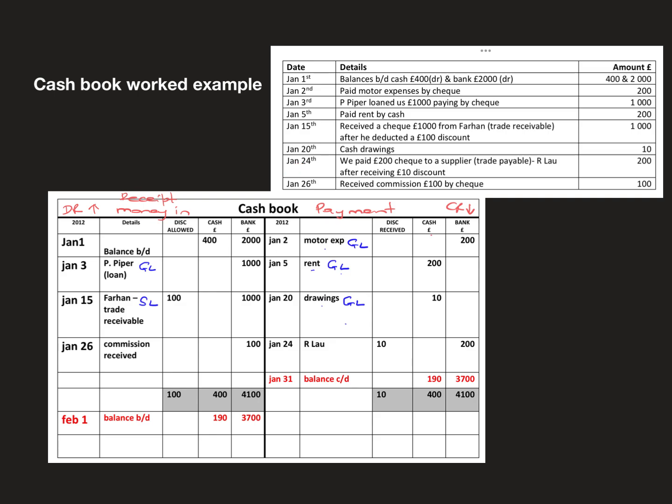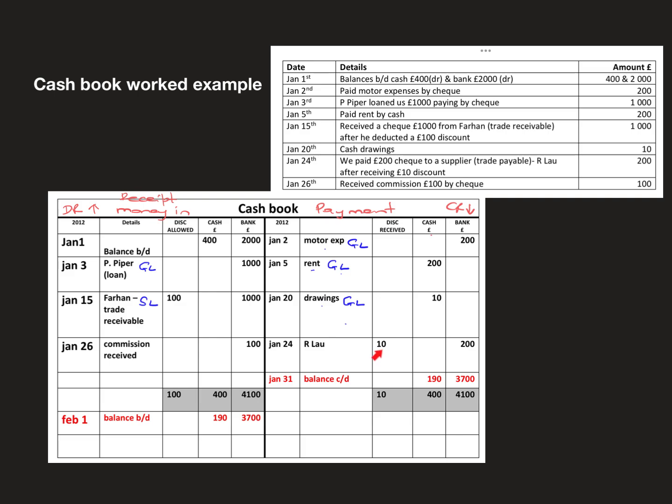January 24th, it says we paid 200 check to a supplier. So in this instance, the business is going to make a payment. 200 check to a supplier, our law, after receiving £10 discount. So we're doing this after we receive this discount. So the check is for 200. The £10 is discount. It's discount that we're receiving. So because we're making a payment, it's going to go on the payment side of the cash book. January 24th, who are we paying? Our law. And remember that our law is a trade payable, as it says in the question.